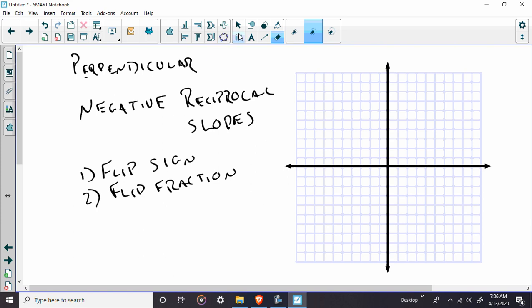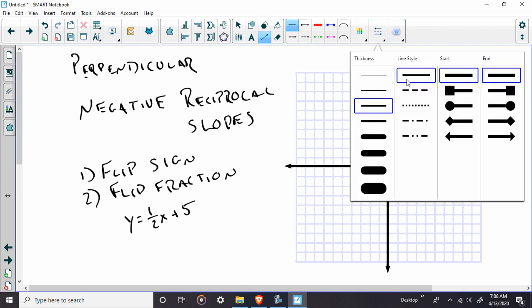So if I said something like y is equal to 1/2 x plus 5, right? So again, 1, 2, 3, 4, 5. Let's go up 1 over 2, up 1 over 2, up 1 over 2, up 1 over 2, right? You get something that looks, I don't know.